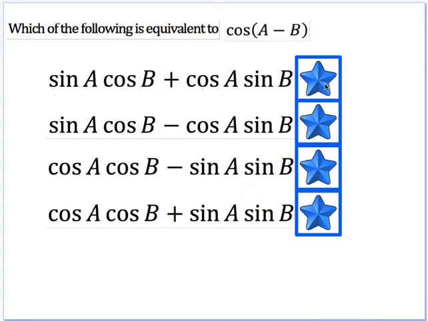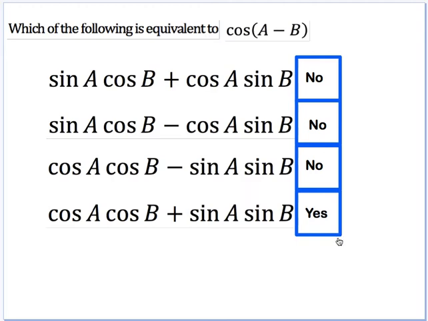Well, this one here is not the correct answer. This is the sum identity for sine. This one here is also incorrect because this is the difference identity for sine. The next one is wrong as well because this is the sum identity for cosine. But your last one is the correct choice because it is the difference identity for cosine.